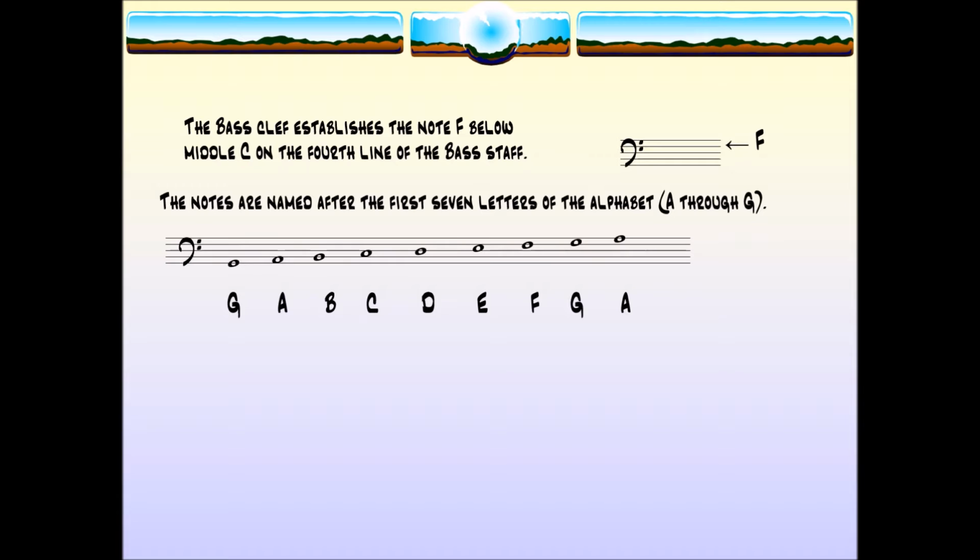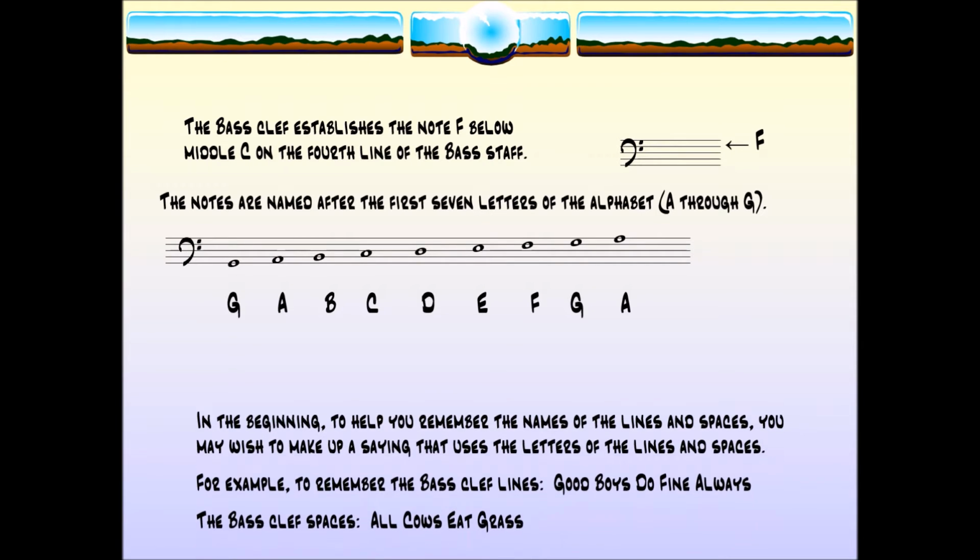The first line is the note G. The first space is the note A. The second line is the note B. The second space is the note C. The third line is the note D. The third space is the note E. The fourth line is the note F. The fourth space is the note G. And the fifth line is the note A.